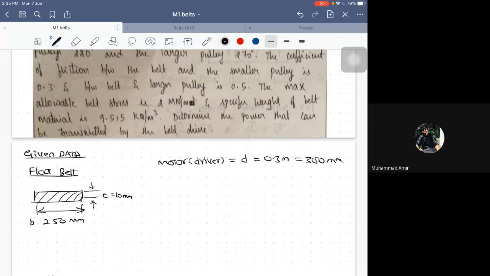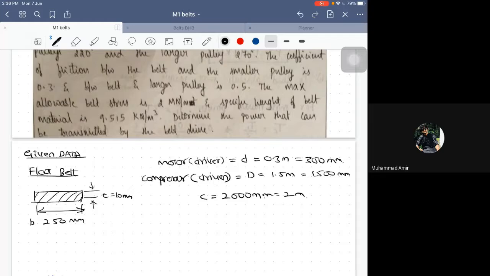Next, the diameter of the compressor pulley. So compressor, which is driven. How much is that driven? Capital D, which is 1.5 meters. So I can take this as 1,500 mm. Now, next, what else is given? The distance between the centers of the pulleys is 2 meters. That means the C value is how much? 2000 mm, or I can say it as 2 meters.